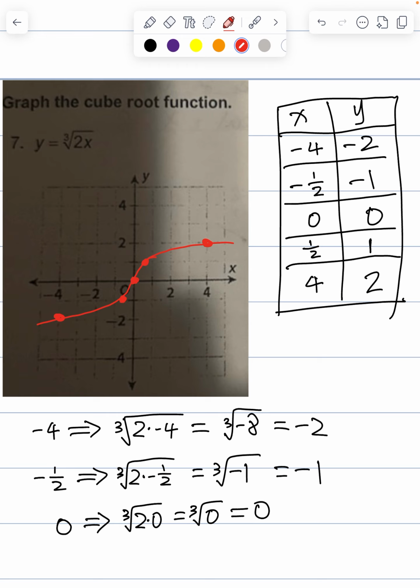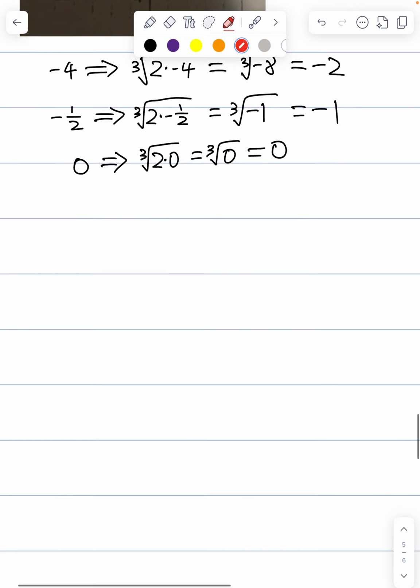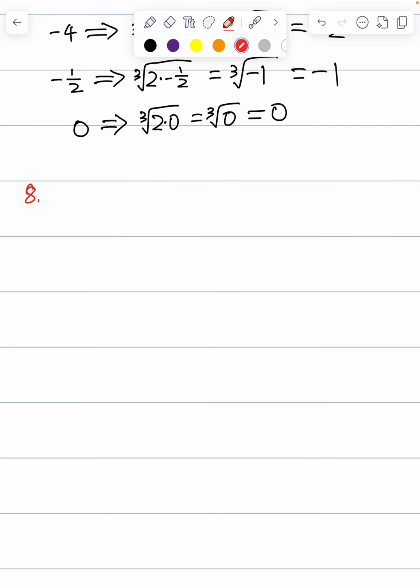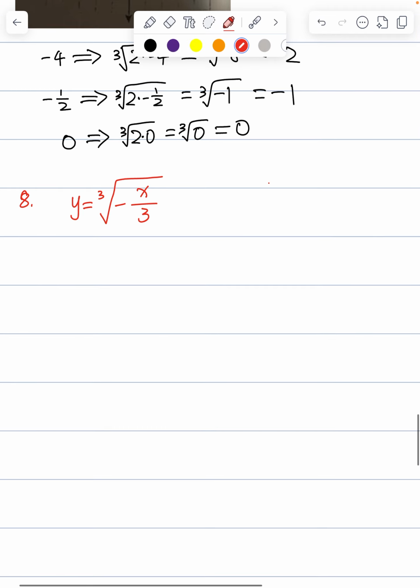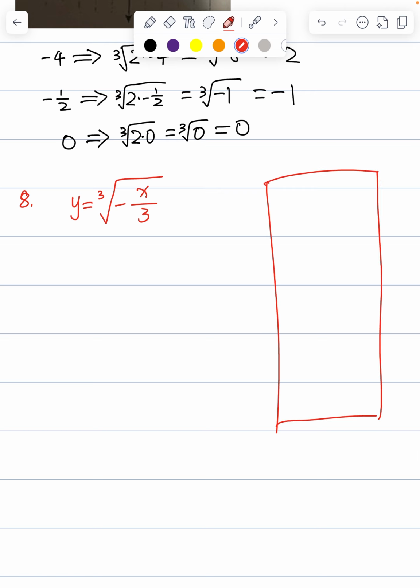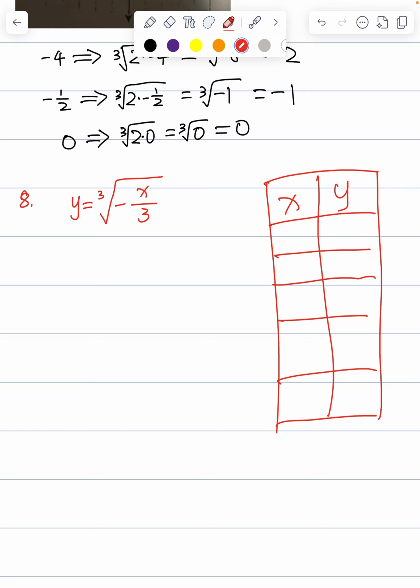Okay, the next one is number 8: y equals the cube root of -x over 3. This one, I still have to make a table. Choose 5 points maybe. So in the middle, my point is 1, 2, 3, 4, 5. Okay, I will choose 0, because when x is 0, 0 divided by 3 is still 0, so it's 0.